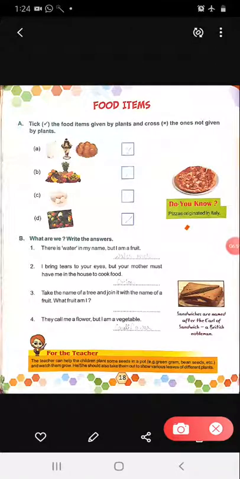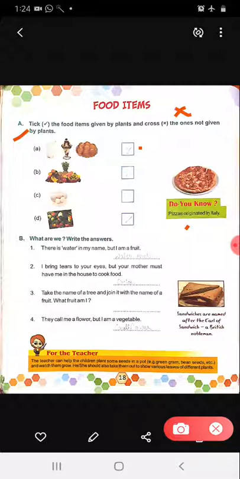Next topic of this chapter is food items. Okay, here are the two types of questions. One, you have to check in the given box whether these items come from a plant. If these items come from a plant, then you have to tick right, and if not, then you have to make a cross. Okay, so one by one we discuss.